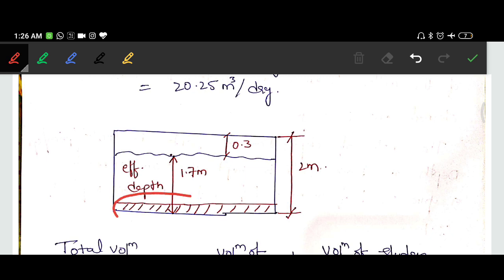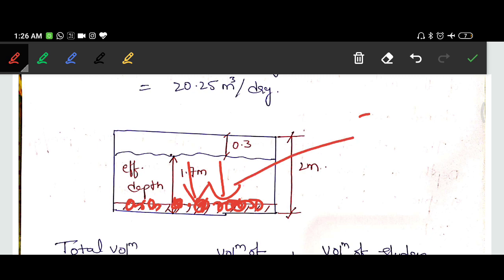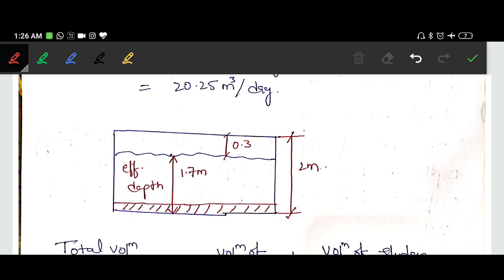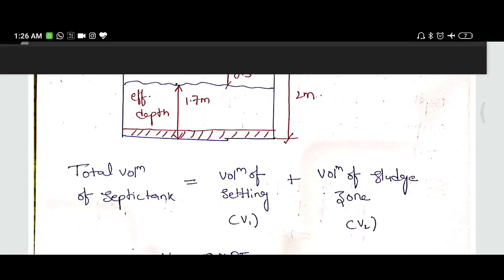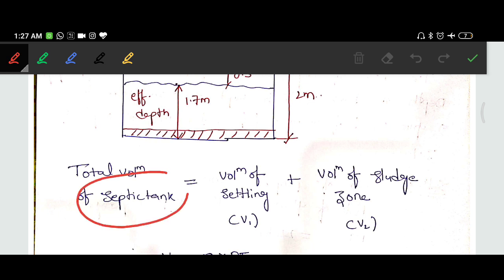Now here is the deposition of sludge. The total time of detention to settle down the sludge will be given as 24 hours. Next, the total volume of the septic tank we can get from the volume of settling plus the volume of sludge zone.